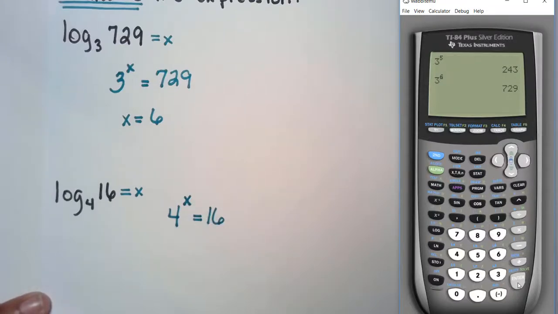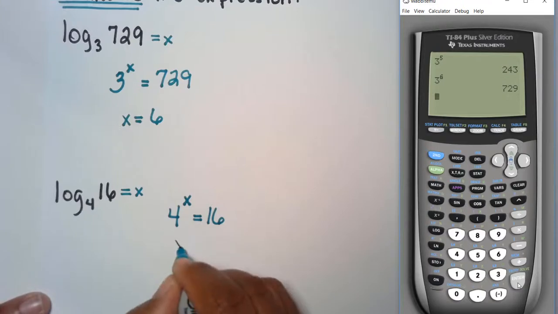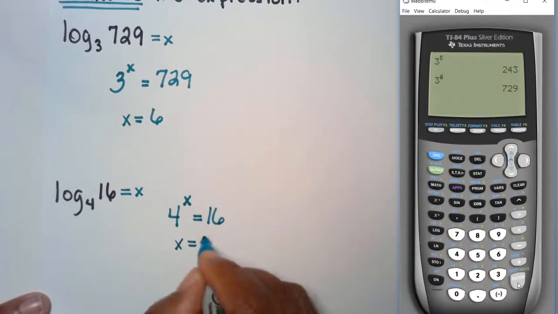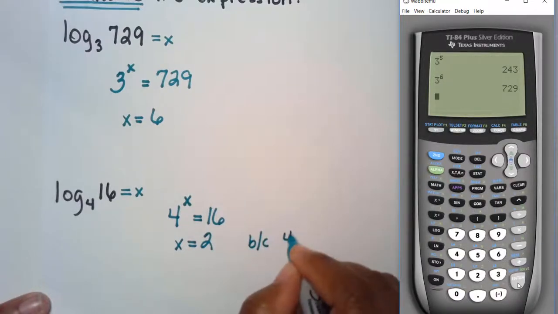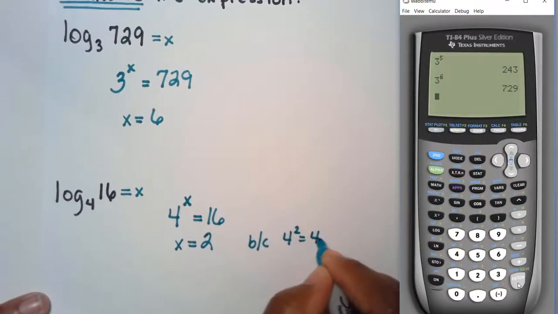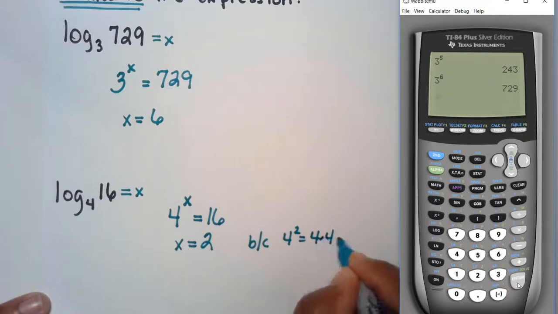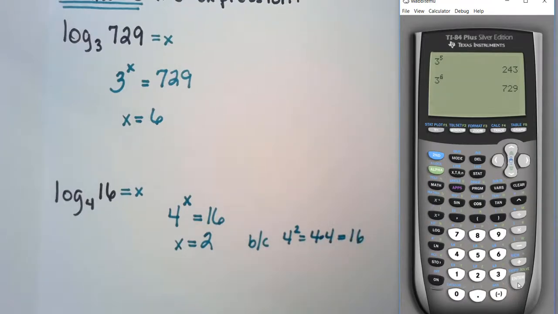So what do you think x will be here? x will be 2, because 4 squared is 4 times 4, and that gives us 16. There we go.